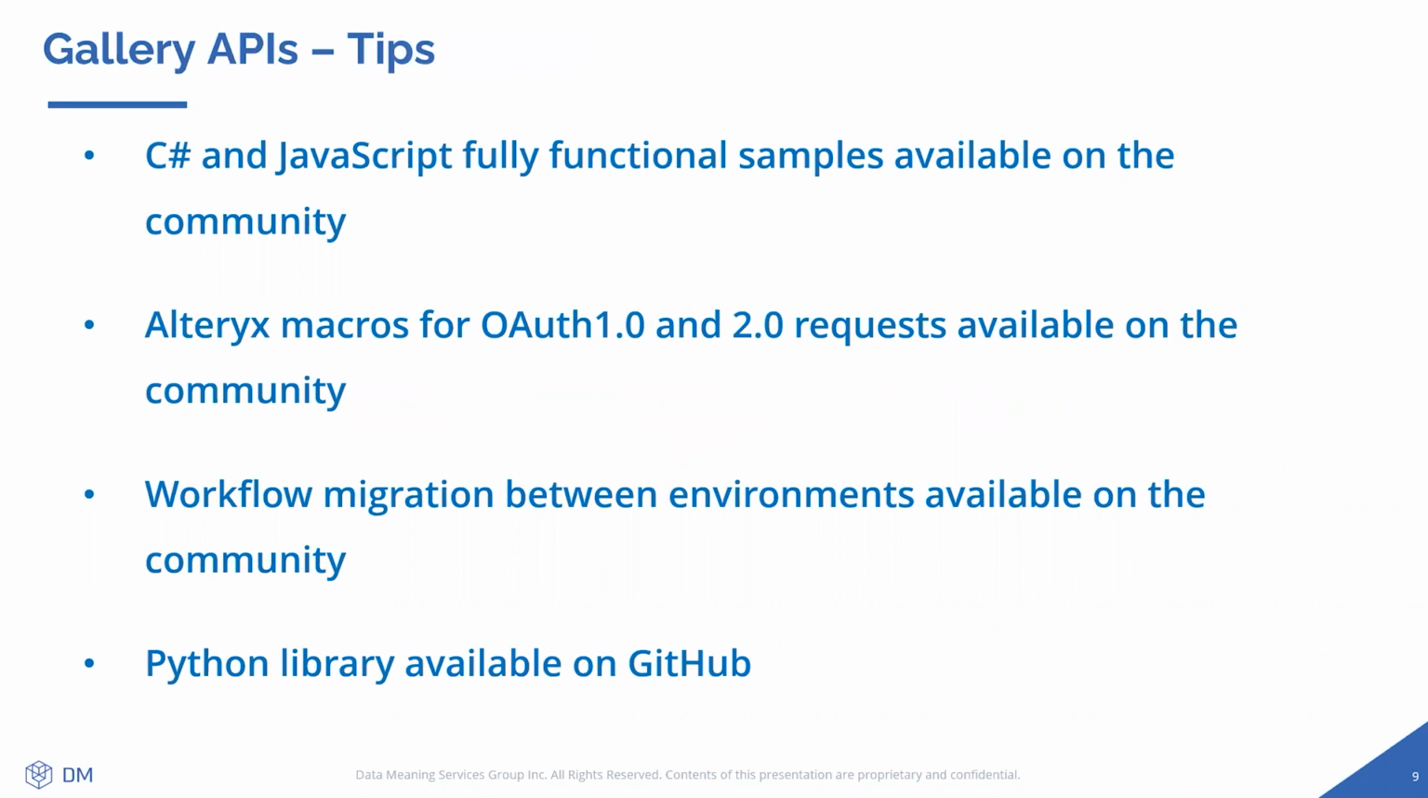Some tips here: as I mentioned in the last session, there are C# and JavaScript fully functional samples available in the community. There are also the macros for all the 1.0 and 2.0 requests available in the community. The workflow migration between environments is available in the community as well. And you also have Python libraries available on GitHub if you want to work with Python and the server APIs.